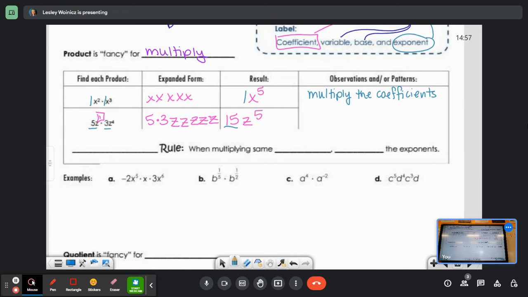All right. My base was x and my base was x. Did my base change? It didn't turn into w. I just kept it, right? So we're going to keep the base. Okay, and here's the $1 million question. What did we do with the powers? Yes. Good. Add the powers.